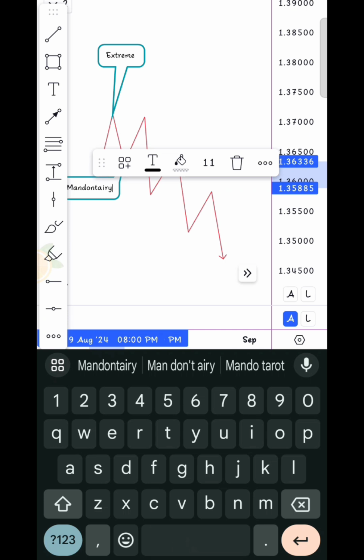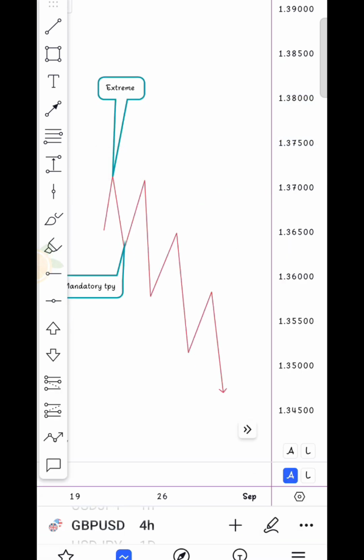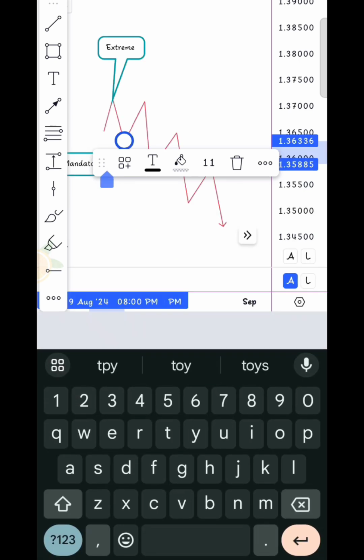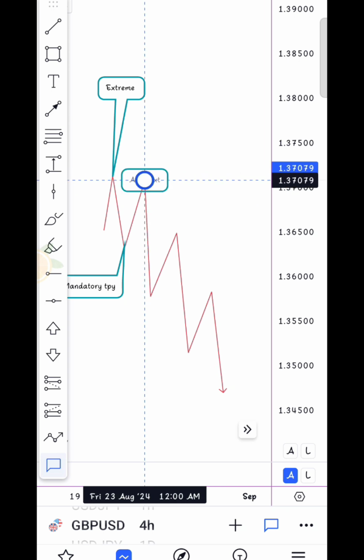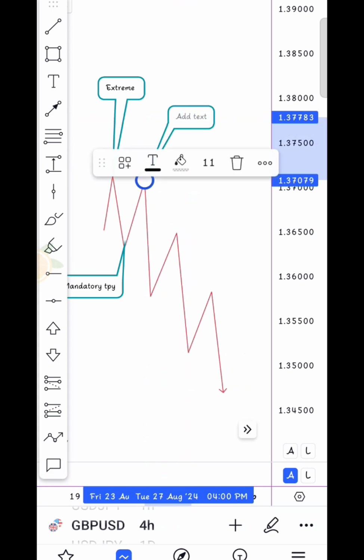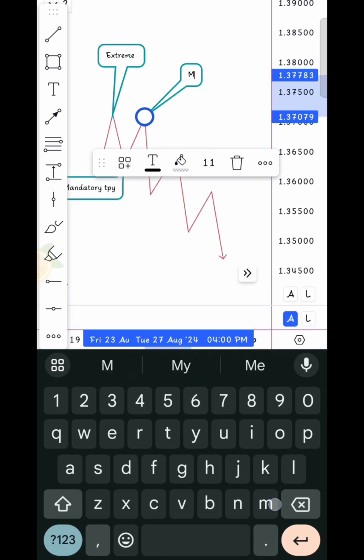Mandatory TP. Then from there we shall have market lost volume.